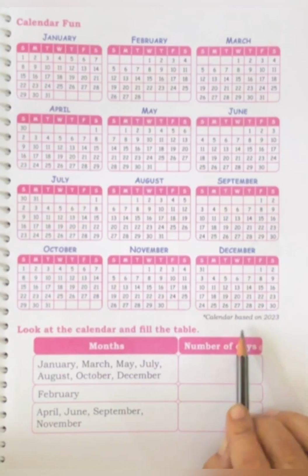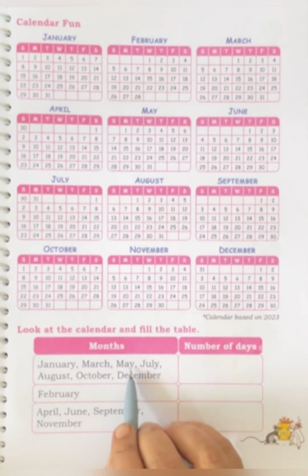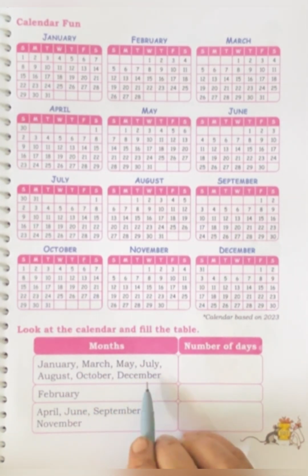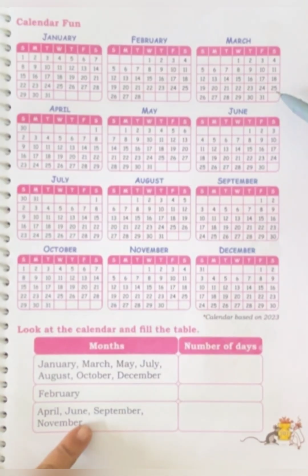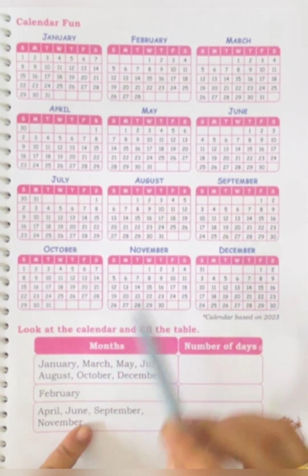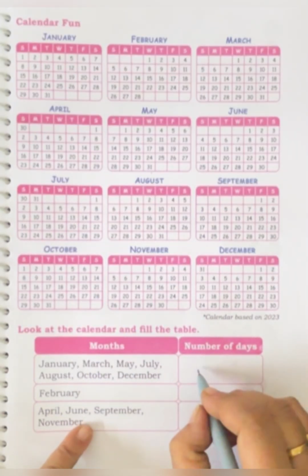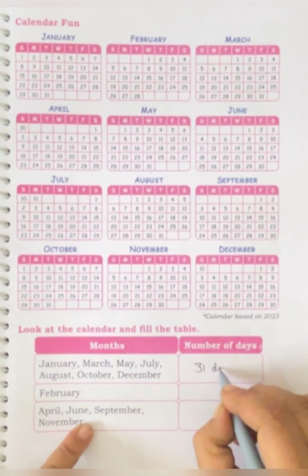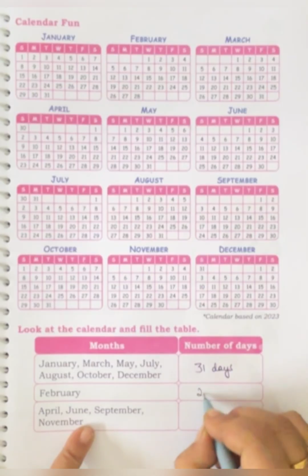This calendar is based on the year 2023. Now look at the calendar and fill the table. Months: January, March, May, July, August, October, December. Number of days. How many days are there in all these months? January 31, March 31, May 31, July 31, August 31, October 31, December 31. There are 31 days in all these months. Okay. February, how many days are there? 28. So 28 days.